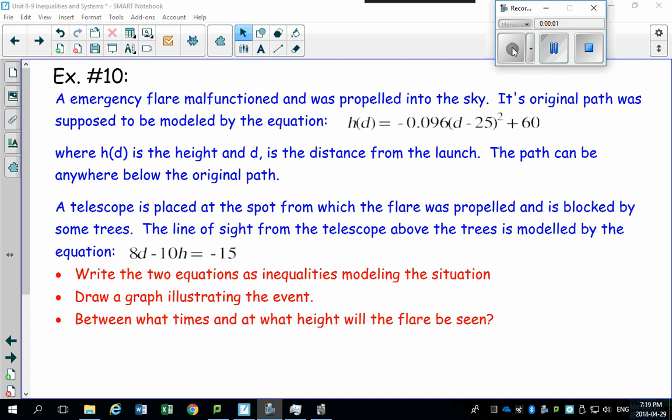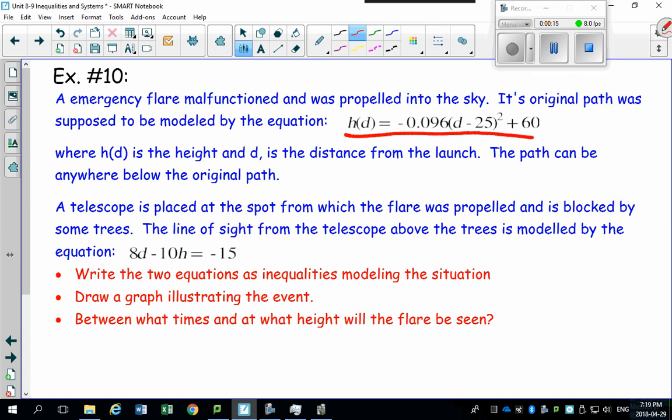So here's a great question that I want you to look at in terms of solving an inequality. I'm going to give you two inequalities that I want you to work with. The emergency flare malfunctioned and was propelled into the sky. Its original path was supposed to be this. So if you think about it, that's its original path.